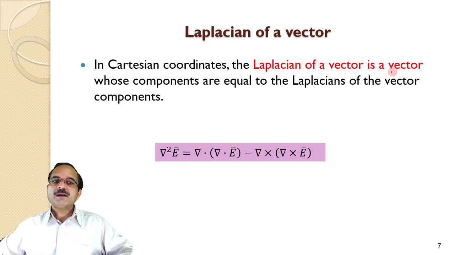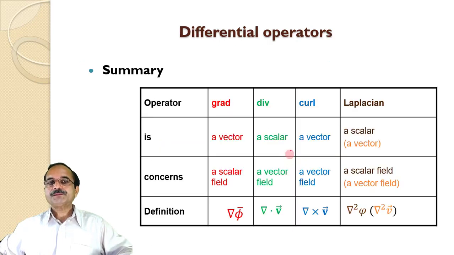Laplacian of a vector is a vector. So if I assume E as some vector quantity, then Laplacian of a vector is given by this identity, gradient of divergence of E minus curl of curl of E. So this table gives the brief summary of all these different types of operators. Gradient means it gives us the rate of change of a given field. It is nothing but slope in all the 3 dimensions.